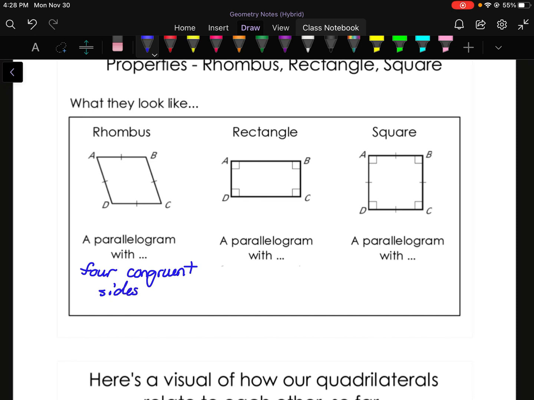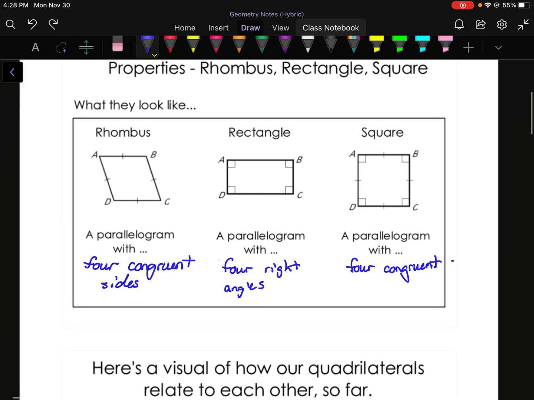A rectangle is a parallelogram with 4 right angles, and a square is a parallelogram with 4 congruent sides and 4 right angles, sorry. Just erase that.